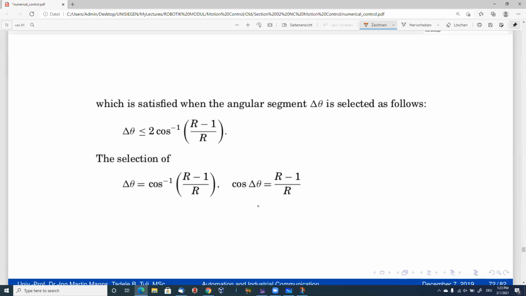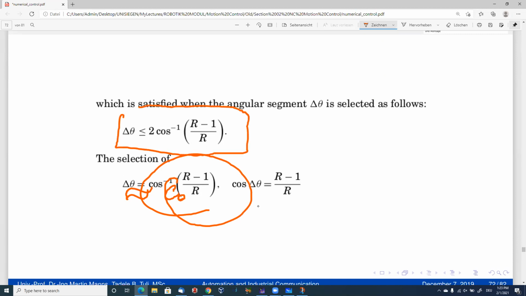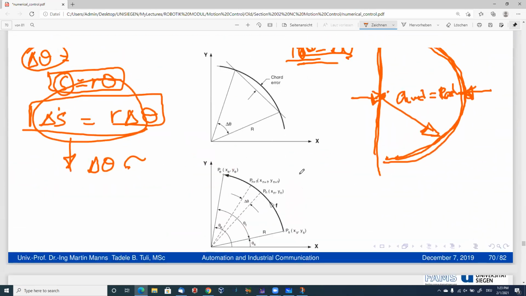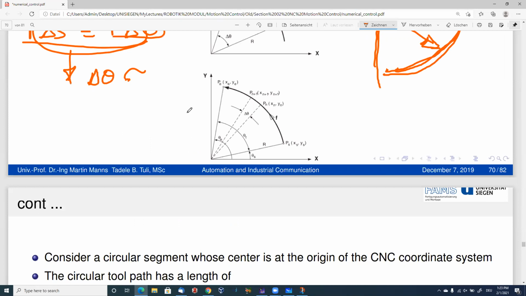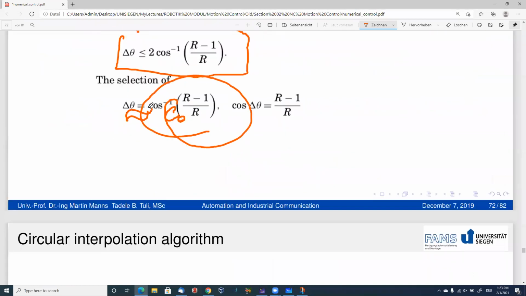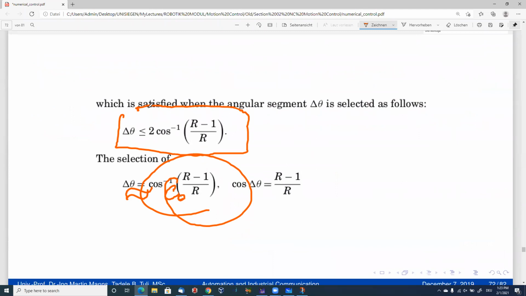This delta theta, maybe it should be around cos inverse. This equation should be around this, or shouldn't be more than this equation. If that is the case, then this arc will become a radius, and then it is not realistic. Why? Because what we are interested in is you have points, so you have a point here, so you want to make something like this.